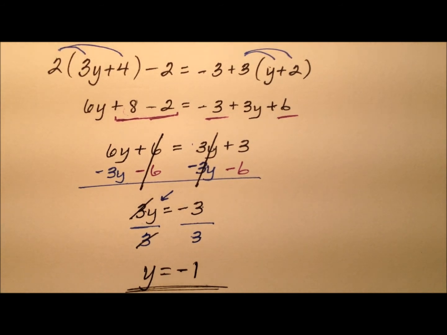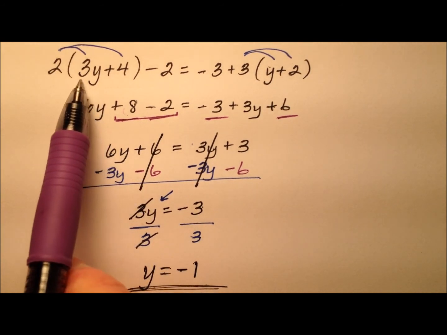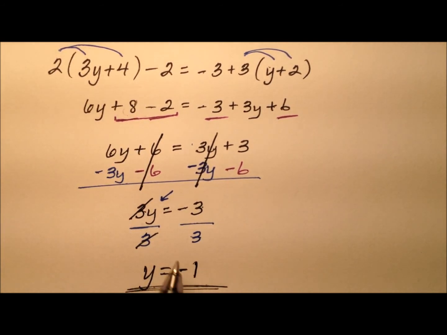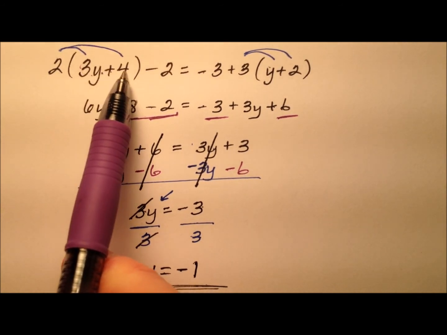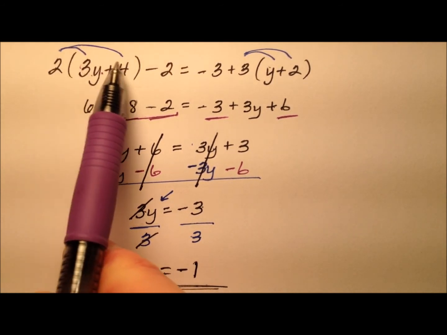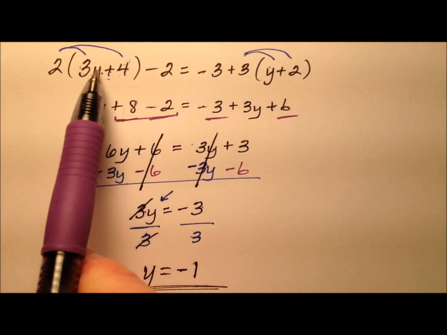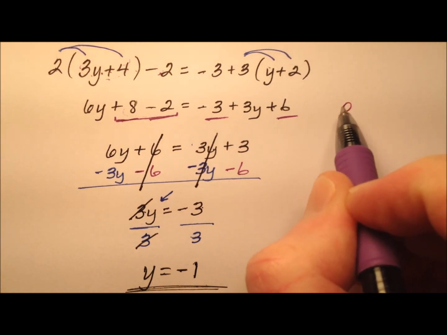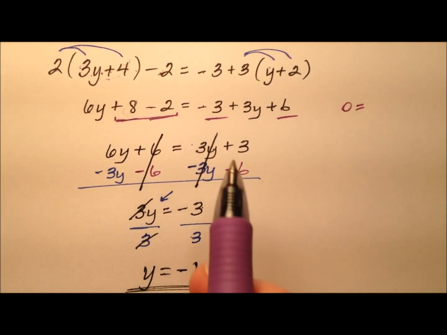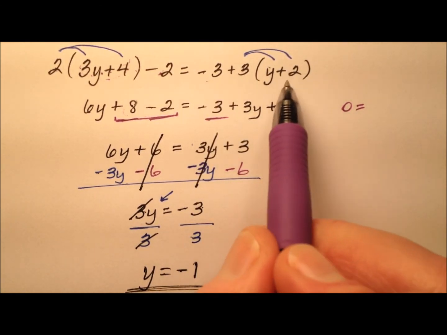Let's go ahead and plug it back in and see what we get, see if it works. So we'll start out here on the left, so y is negative 1. So 3 times negative 1 is negative 3, plus 4 is 1. 2 times 1 is 2, and then 2 minus 2 is 0. So I actually get 0 over there on that left side. So hopefully we get 0 over here as well.